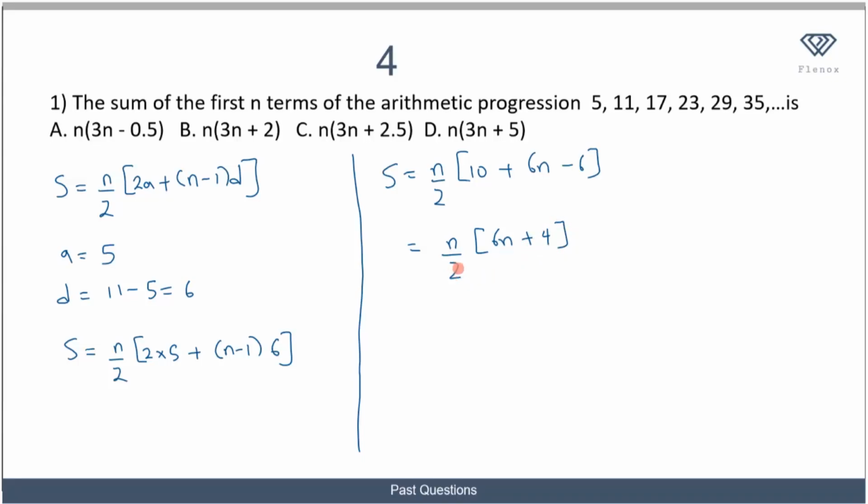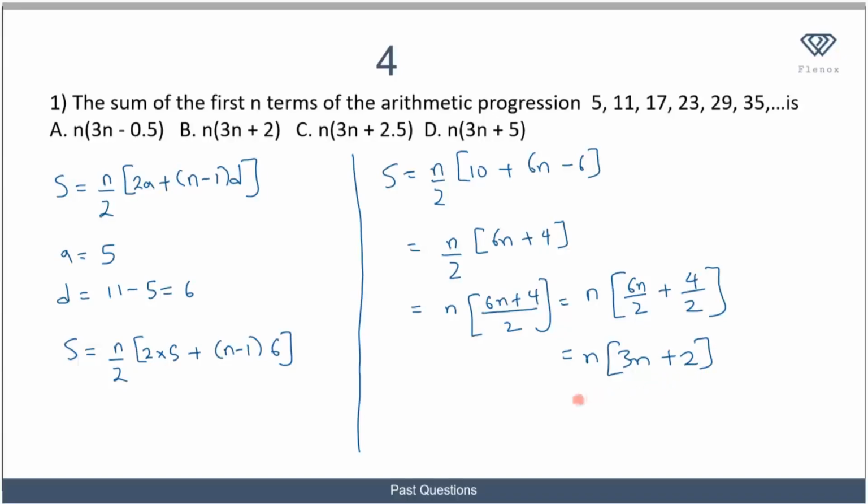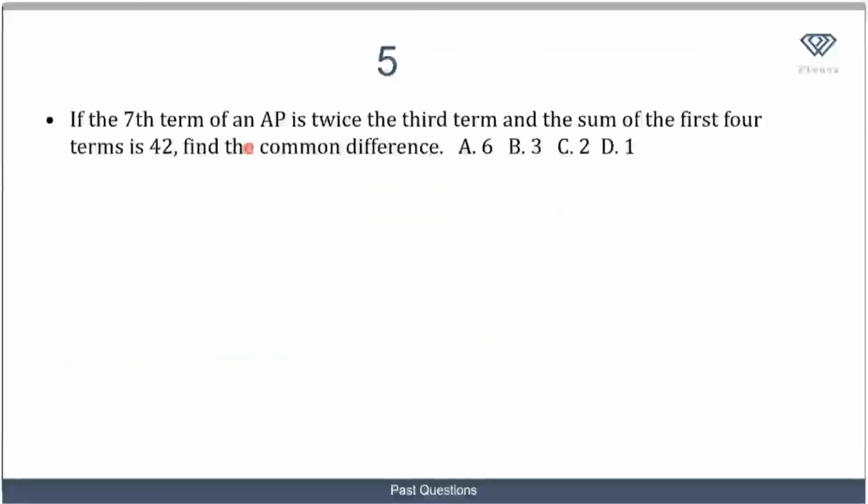So I can bring this over 2 into the bracket here. So I have n into bracket 6n plus 4 over 2, still the same thing. Then I can split this. I have what? n into bracket 6n over 2 plus 4 over 2. And what does this become? n into bracket 6n over 2 gives me 3n, and 4 divided by 2 gives me 2. So the answer to this question, or the sum of the first n terms, is given as n into bracket of 3n plus 2. And that means the correct option is B. So the answer to this question is B.